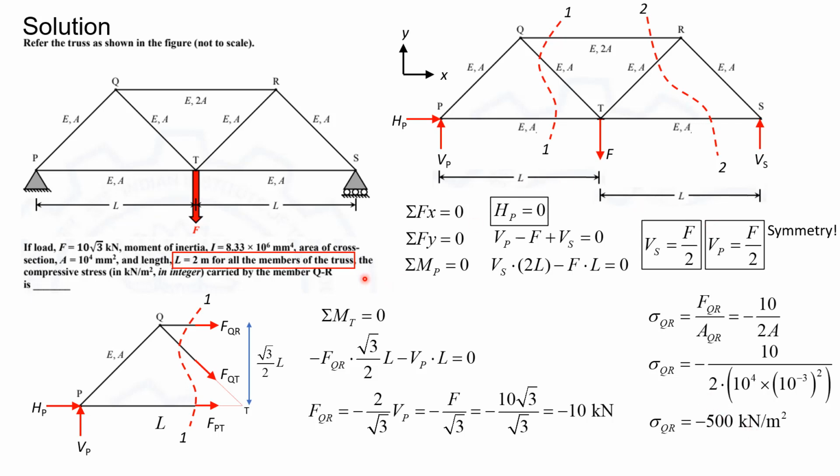Now, if the question were to ask the stress in the member QR, then we would have reported minus 500 kilonewton per meter square as our answer. However, since the question already qualifies the stress to be compressive, adding a minus sign here is redundant and hence our answer is sigma QR equal to 500 kilonewton per meter square qualified as a compressive stress. And this is our final answer.